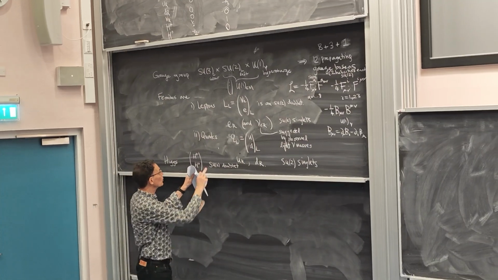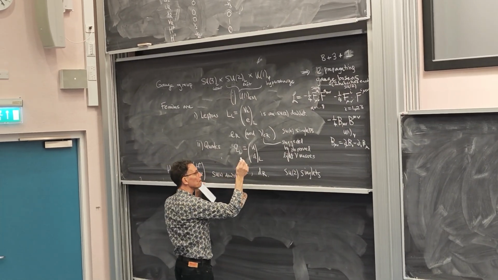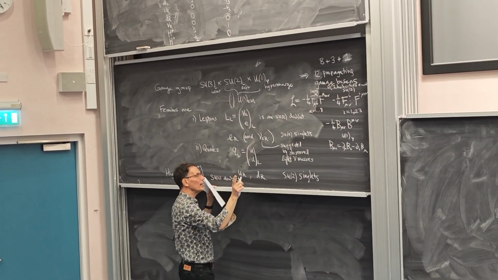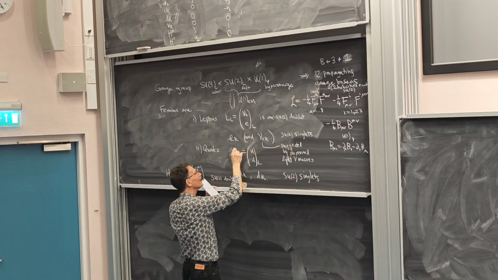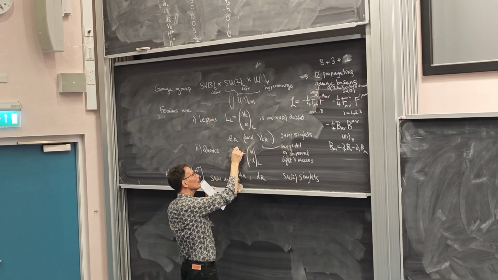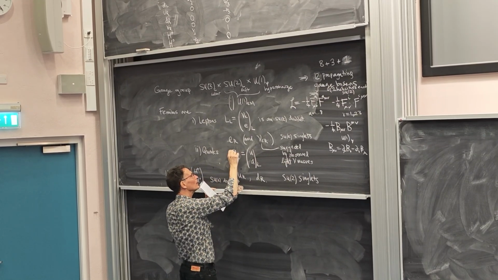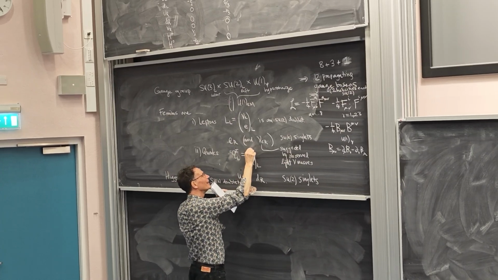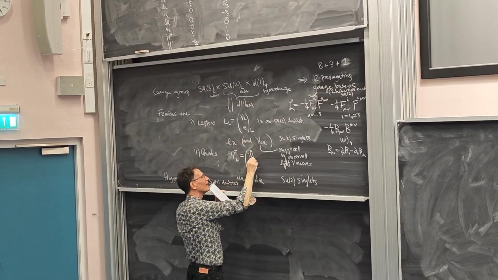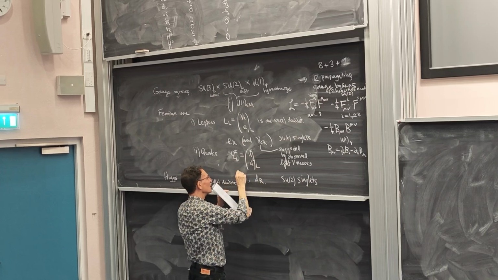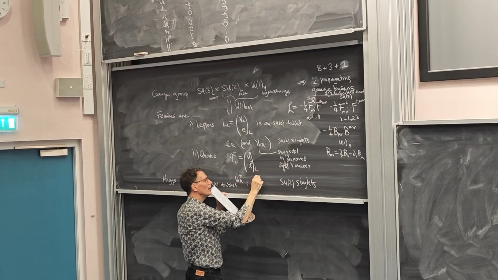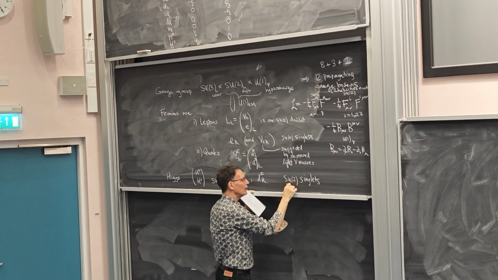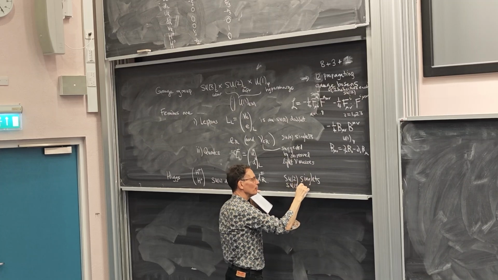One thing I haven't mentioned, the quarks are also SU3 triplets. Okay, so the quarks have an extra index. Let's call it I, capital I. And these guys also have an SU3 index, and these are SU3 triplets.